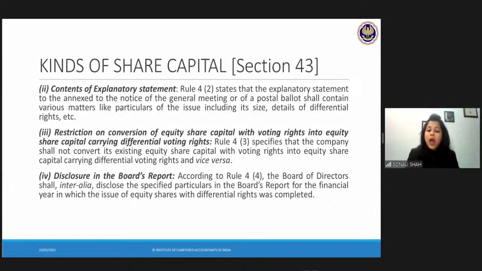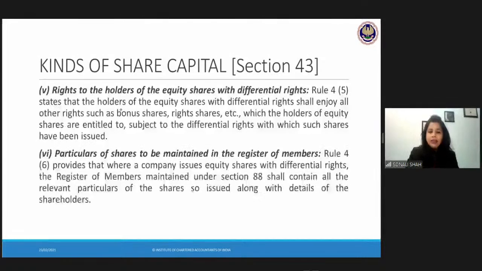Also, there is a requirement for disclosure in the board report. So whenever the company issues equity share capital with the differential voting right, then there has to be a disclosure in the board report specifying the details of the DVR, like to whom the DVR was issued, what are the numbers, all these things have to be given.